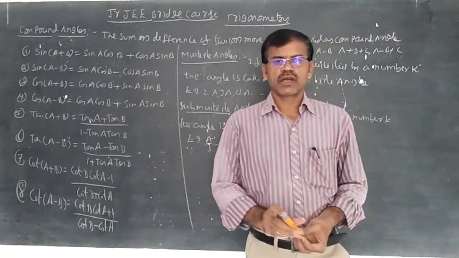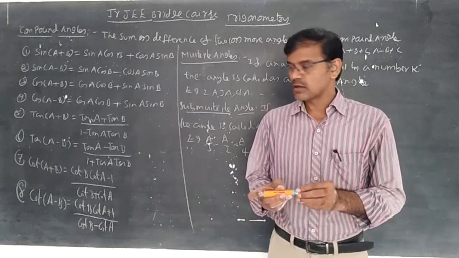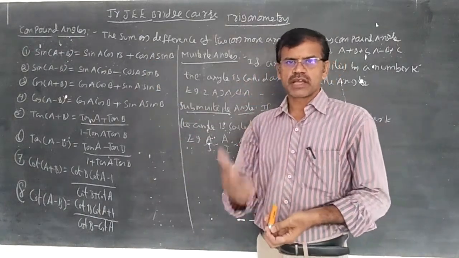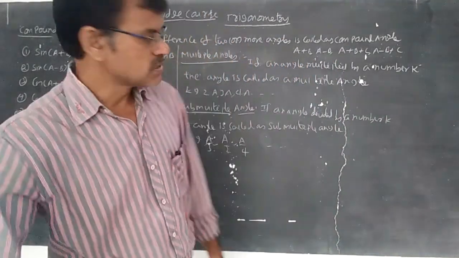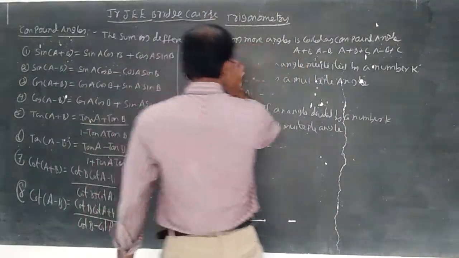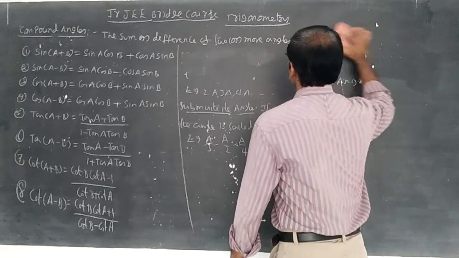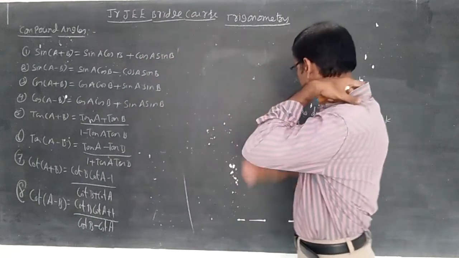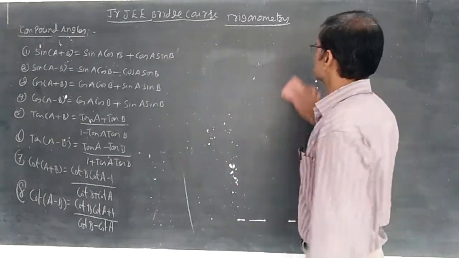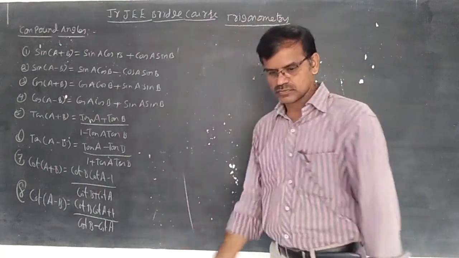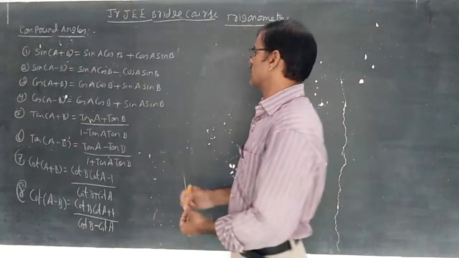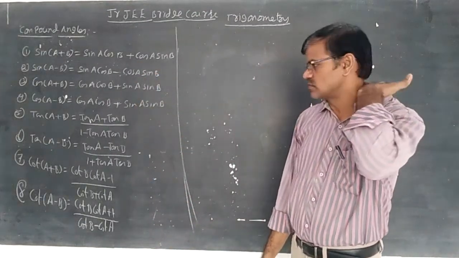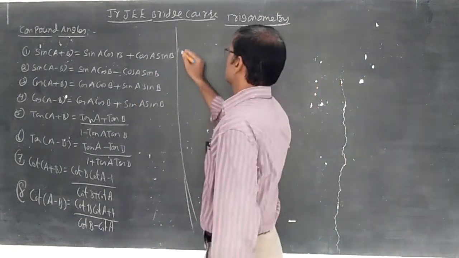Depending upon the compound angle formulas, we can write multiple angles and submultiple angles also. Now let us write the 2a formulas, later the 3a formulas, depending upon these compound angles. Observing these formulae, I am discussing with you all the 2a formulas.